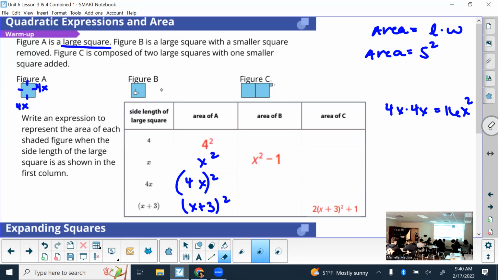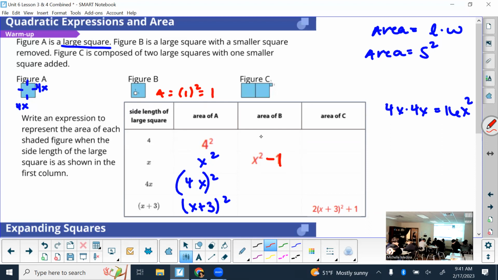If area of a square is a side length squared, then that little area is 1. So that's why for this row that's filled in, that's why it's x squared minus 1. It's whatever the area is normally, which we said would be x squared if it was a normal square, minus the area of the cutout. Make sense? Okay.